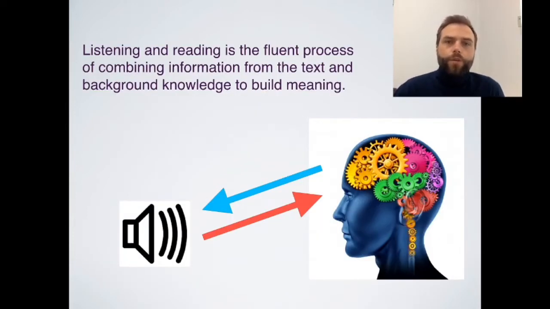Listening and reading is the fluent process of combining information from the text and background knowledge to build meaning. Okay, so when we are comprehending from receptive skills, listening and reading, there are these two processes happening, the two sets of information, we could also say. So there's information in the text. Now, when we're talking about teaching listening and reading, text can mean reading text, or it can mean any kind of listening material like audio or video or so on. So you've got information in the text, but then you've also got information here, in the learner's or the listener's or the reader's mind. There's also background information that we know. So we use both sets of information to reach comprehension.